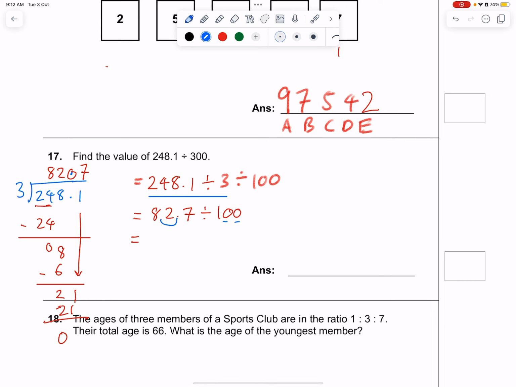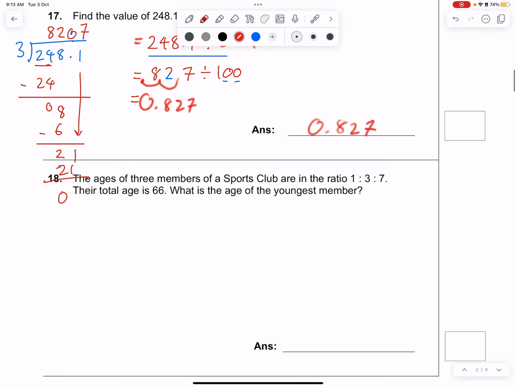Sorry, let me just undo this once again. Okay, shift, my decimal point was here, right? So 1 and 2. So my answer is 0.827. You have to know how to shift your decimals.